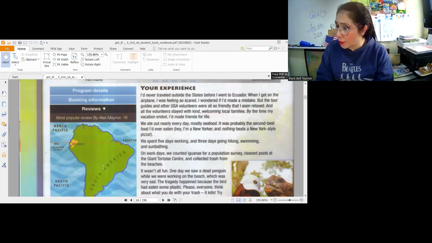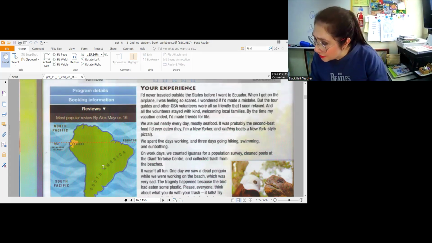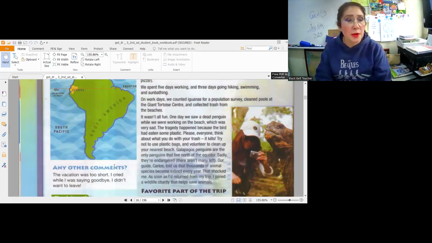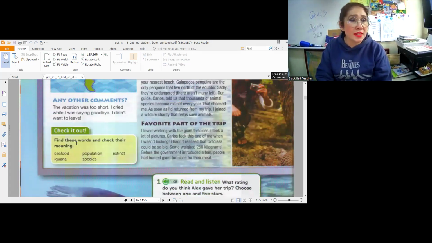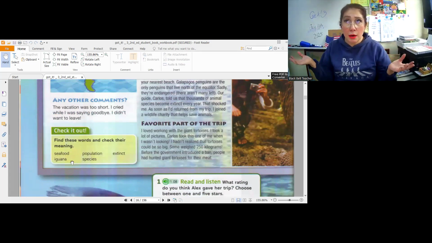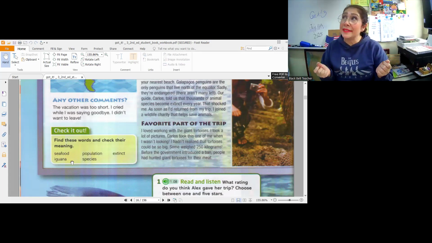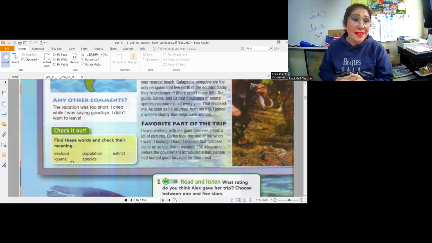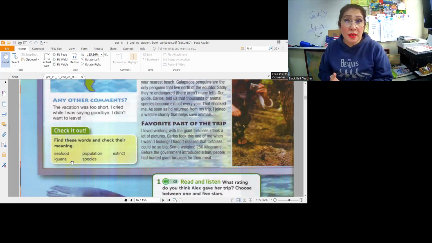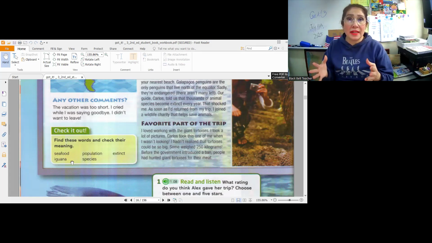Okay, so here we've got to identify these expressions. Find these words and check their meaning. So, the meaning for seafood is any animal that lives underwater and especially in seawater. So we call it seafood. For example, shrimp, fish, crab, lobster. So any animal that lives underwater, we call it seafood.